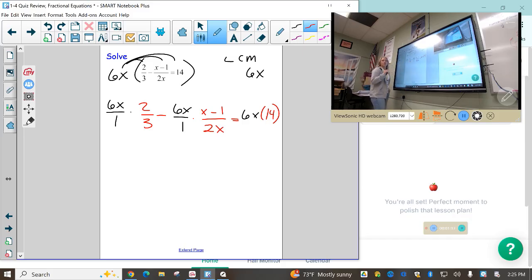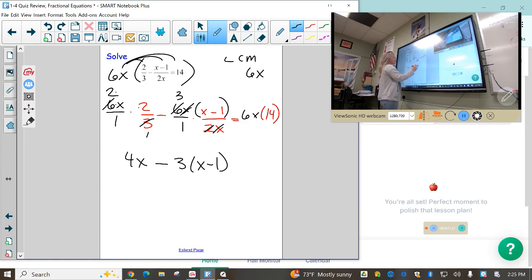And then I'm going to cross reduce. So as I cross reduce, 6 divided by 3 is 2. So I have 2 times x times 2, which is 4x, minus, cancels out, I have 3, the x's also cancel out, so I have 3 times, don't forget that's in parentheses, (x minus 1), because of this line, equals 14 times 6 is 84x.